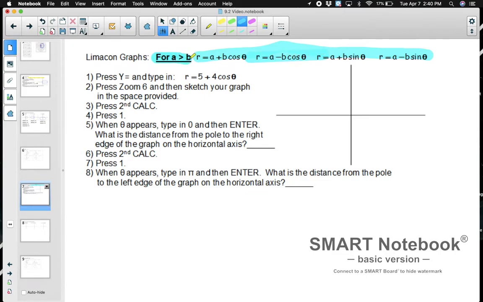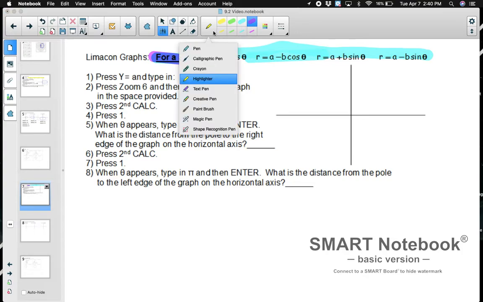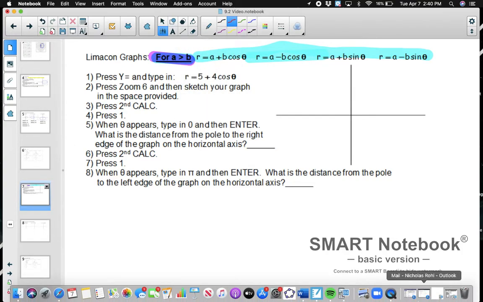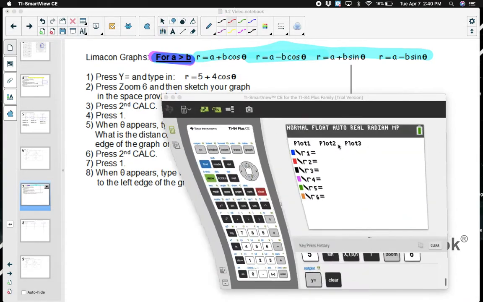So here, our a and b are not the same. A is greater than b in this case. So our first number has to be greater than the second number in order for this to be a limacon, unlike the cardioids we saw before. So let's go ahead and start graphing this to see what the shape is.